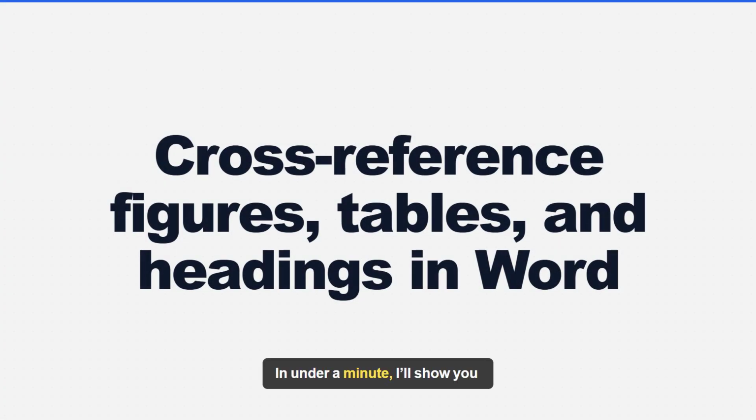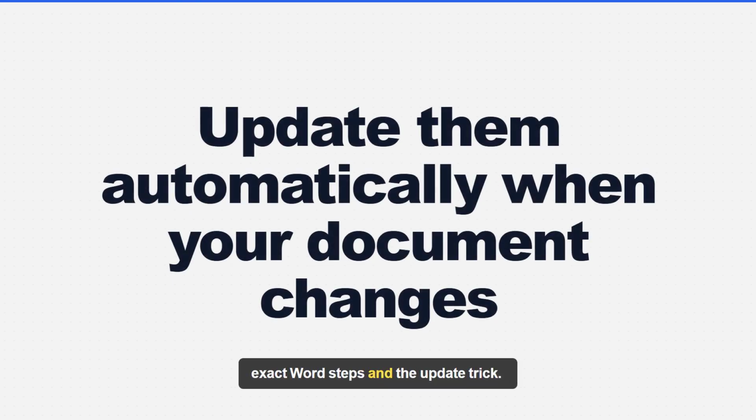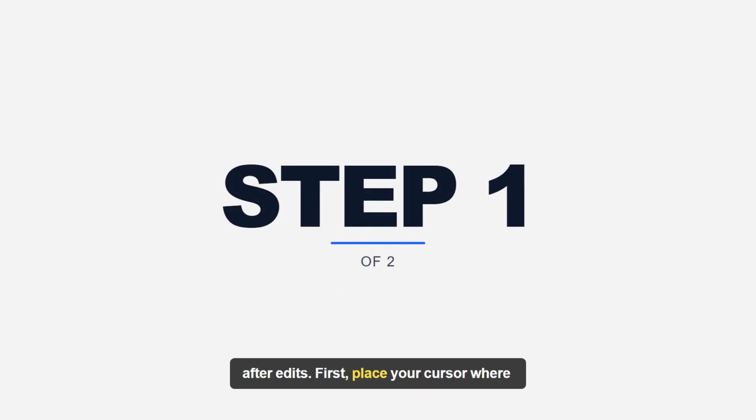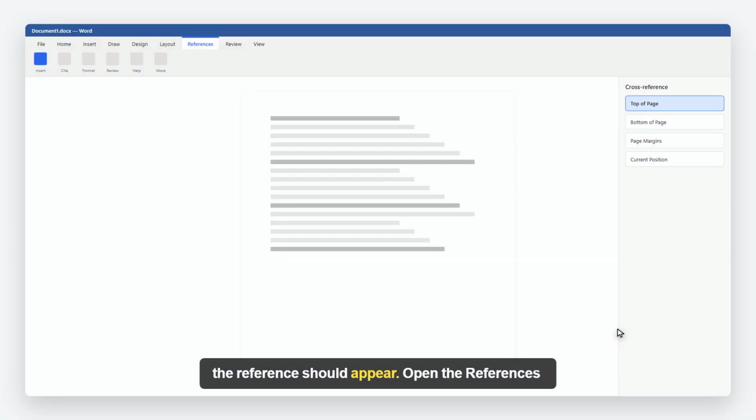In under a minute, I'll show you the exact Word steps and the update trick. We'll add a cross-reference, choose what it points to, then refresh every reference after edits. First, place your cursor where the reference should appear.